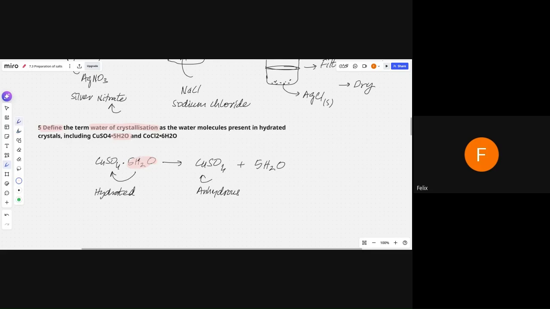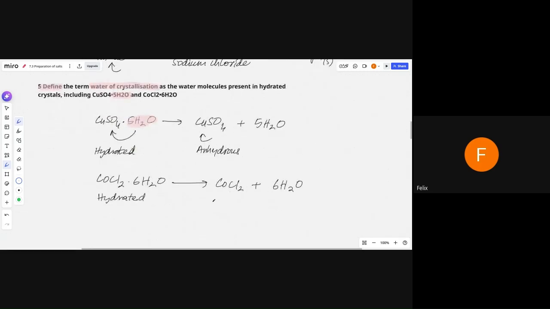We have 5 water molecules, which is called water of crystallization, and we have cobalt chloride, CoCl2.6H2O. This is a hydrated salt, because you can see that water is chemically combined with this salt. When you heat it, the water will evaporate and the mass will decrease, as the 6 water molecules are lost. So this is now anhydrous.